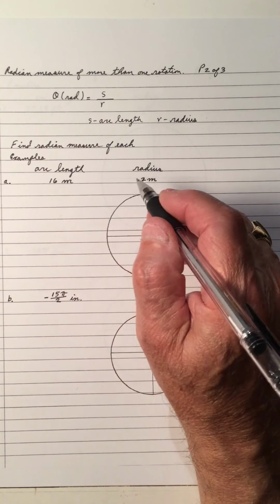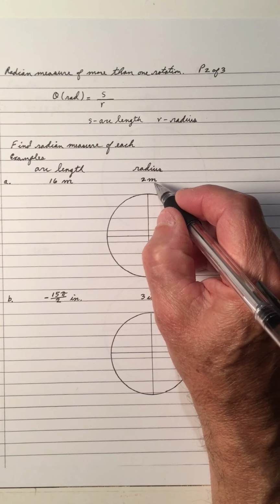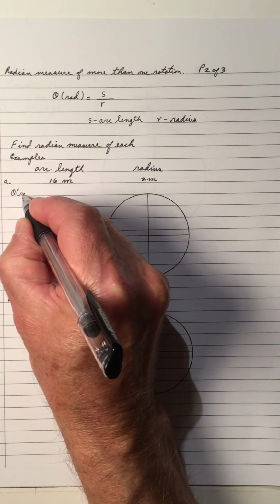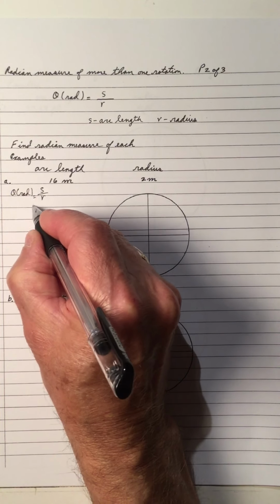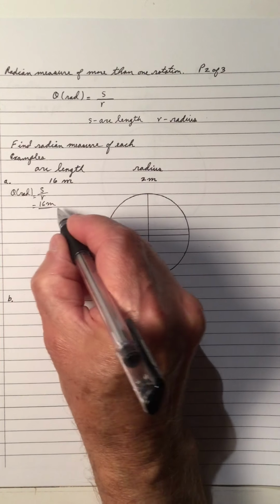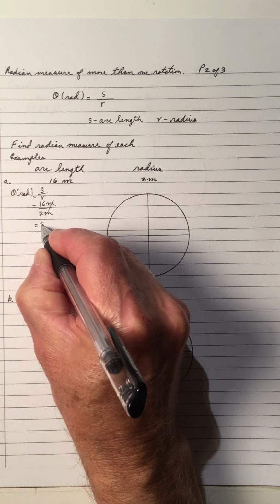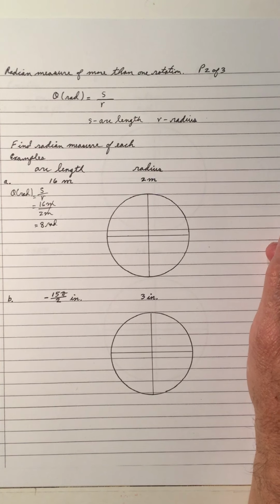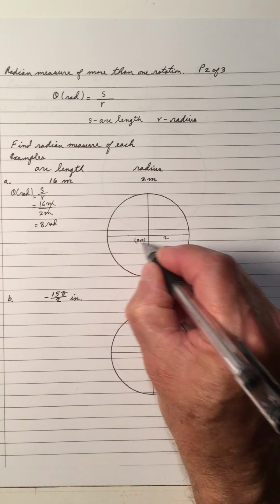The arc length of a circle is 16 meters. The radius is 2 meters. So the radian is s divided by r. s is 16 meters, the radius is 2 meters. They cancel out to give me 8, and that's 8 radians. In relation to this circle, the center is 0, 0.